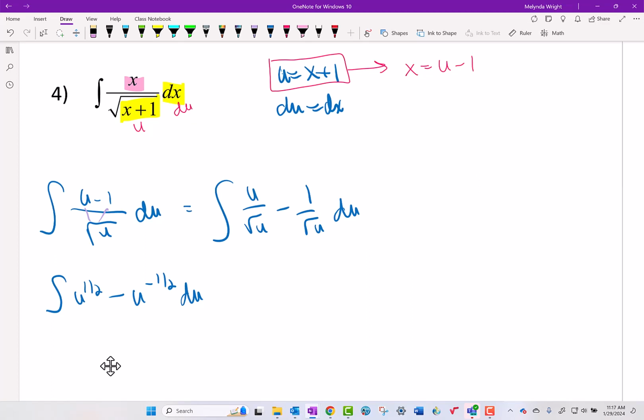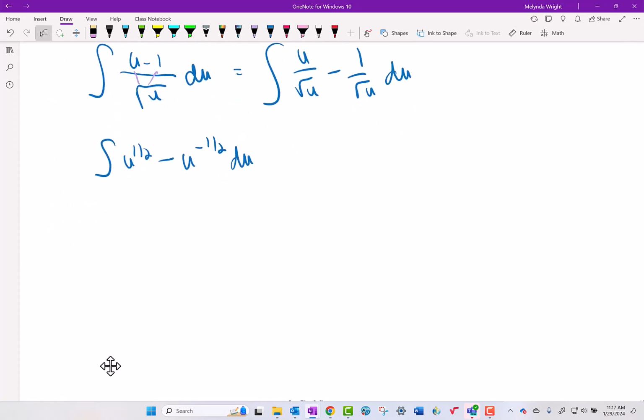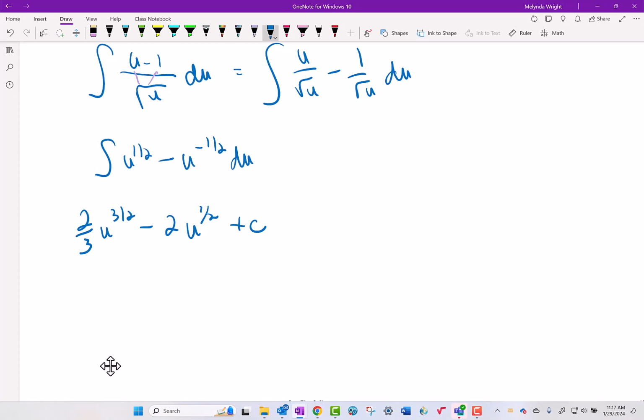Okay, so let's do our reverse power rule. So I add 1 to 1/2 and I get 3/2. So 2/3 u to the 3/2 minus, I add 1 to a negative 1/2 and I get 1/2. Dividing by 1/2 is multiplying by 2. Okay, that's u to the 1/2. Am I done? No. What do I have to do? Yep, I have to put the u back in.